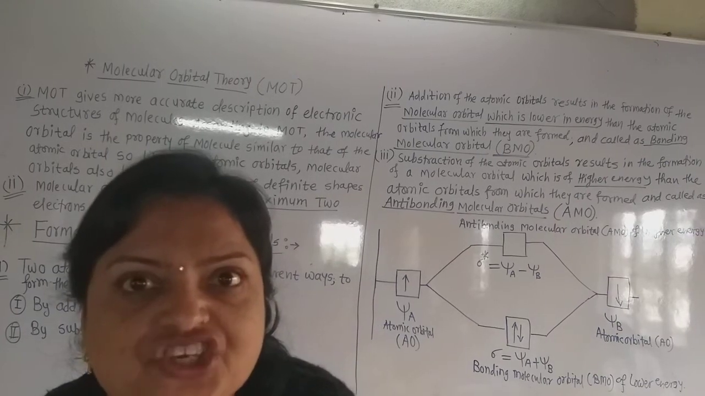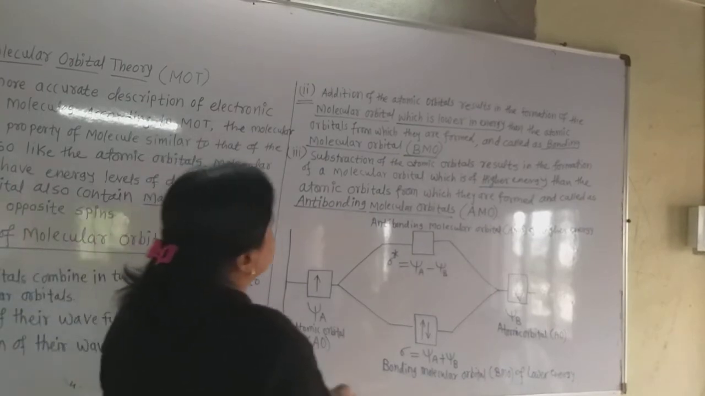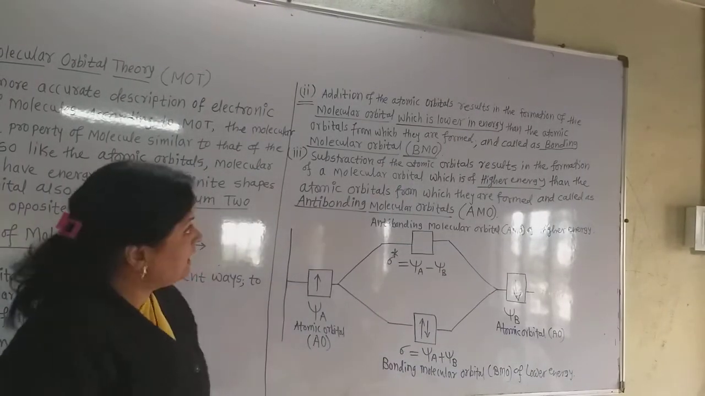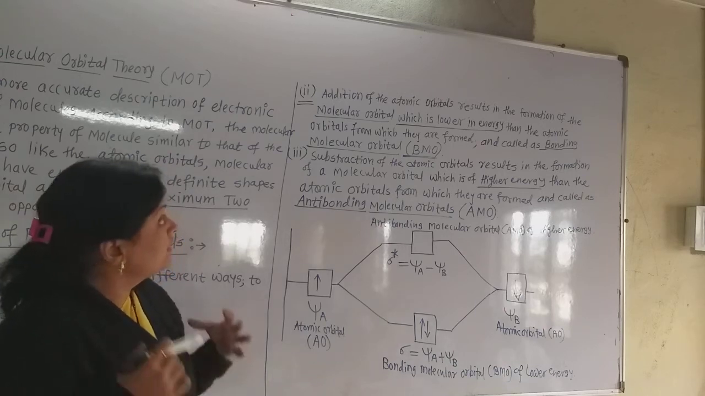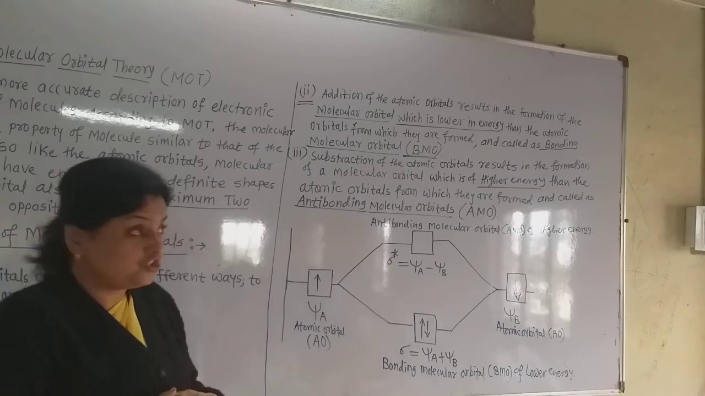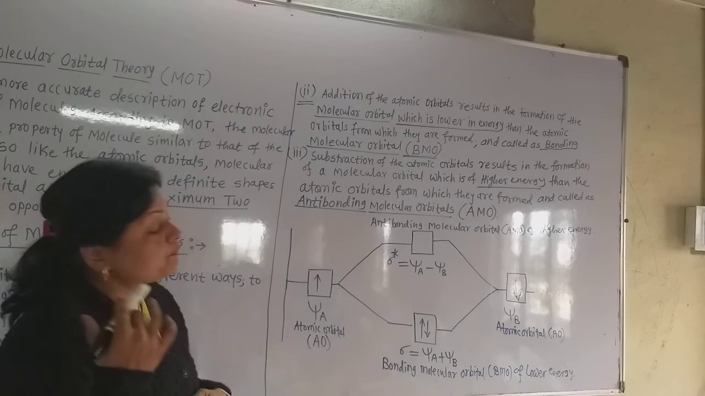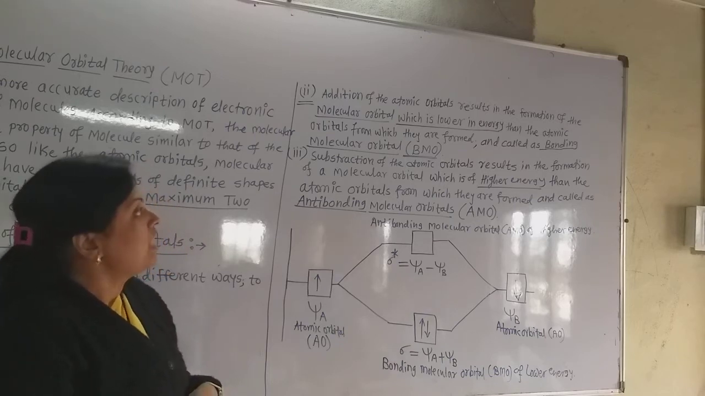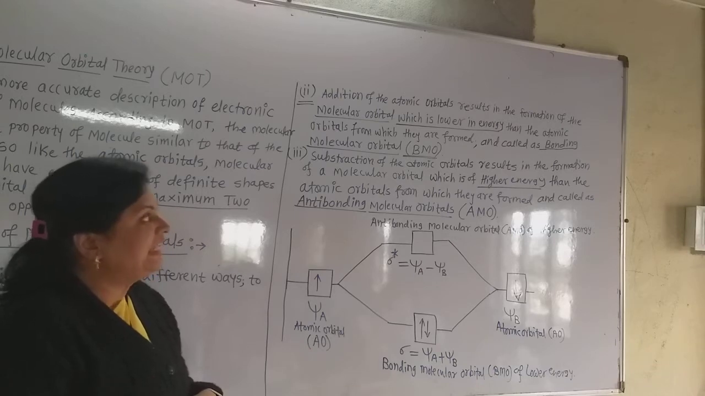Now see here, first, that is the way for the formation of molecular orbital, that is addition of their wave functions. Addition of atomic orbitals results in the formation of a molecular orbital which is lower in energy than the atomic orbitals from which they are formed, and is called the bonding molecular orbital, in short BMO.